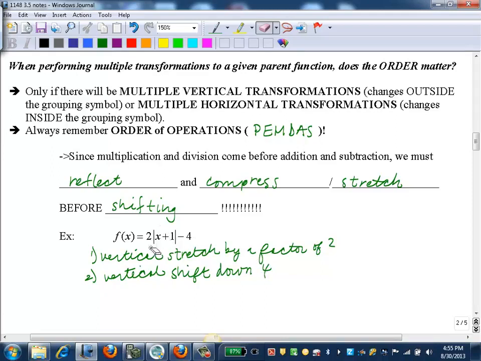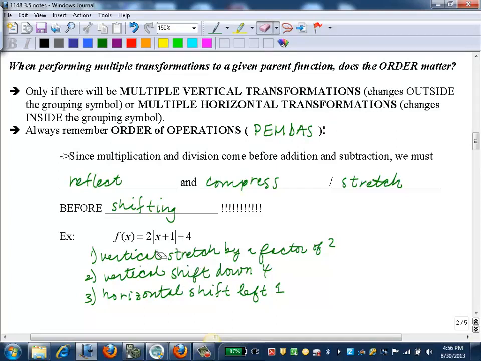Now I'm going to go inside the grouping symbol for my horizontal change. And remember, inside the grouping symbol, horizontal stuff tends to be backwards. So we're adding 1. We think we would shift to the right 1, but we're actually shifting left 1. So we have a horizontal shift left 1.